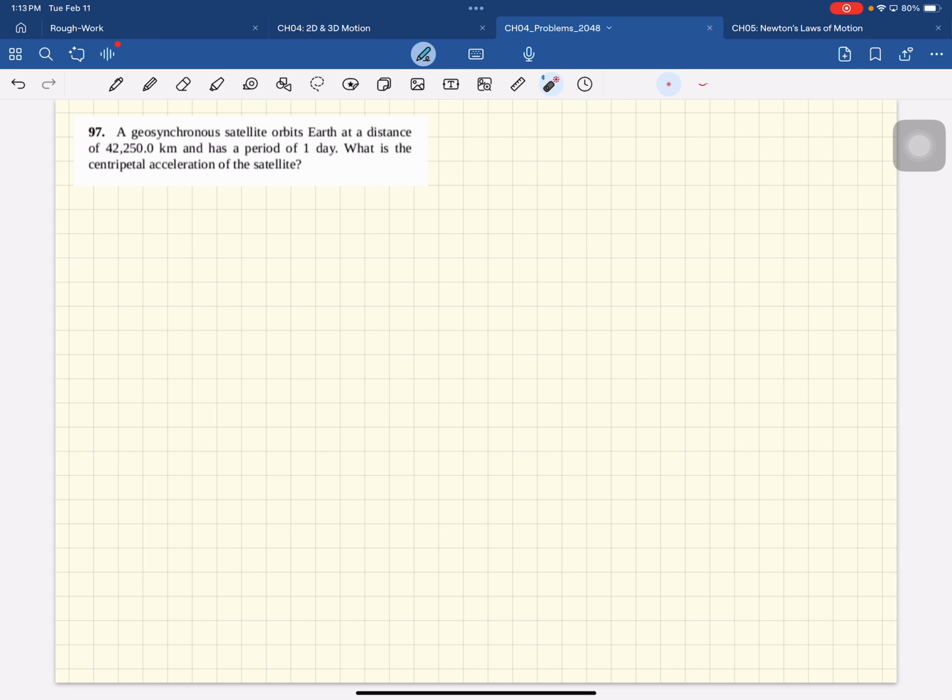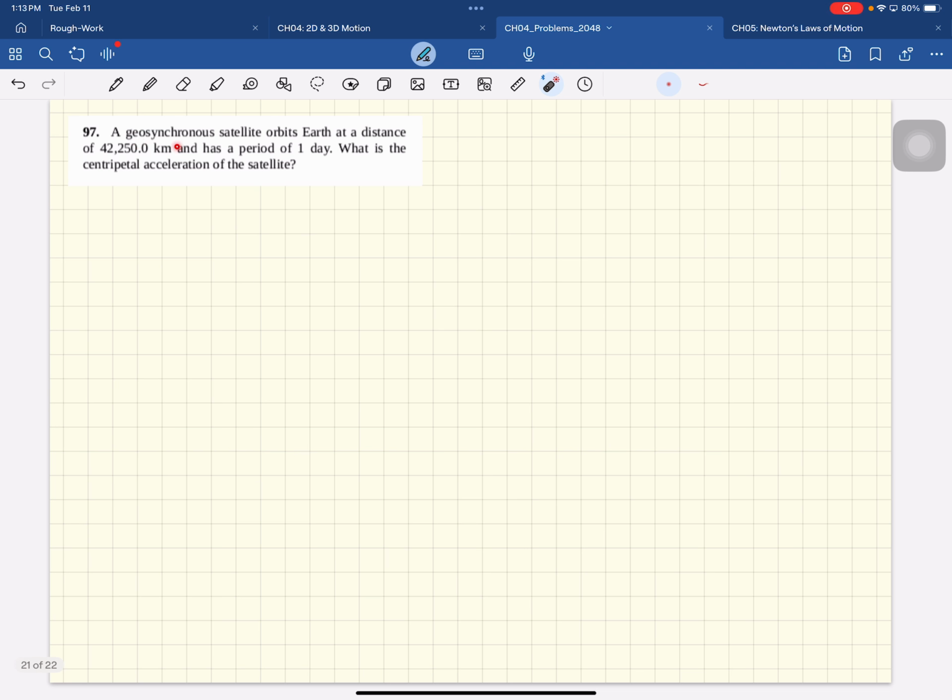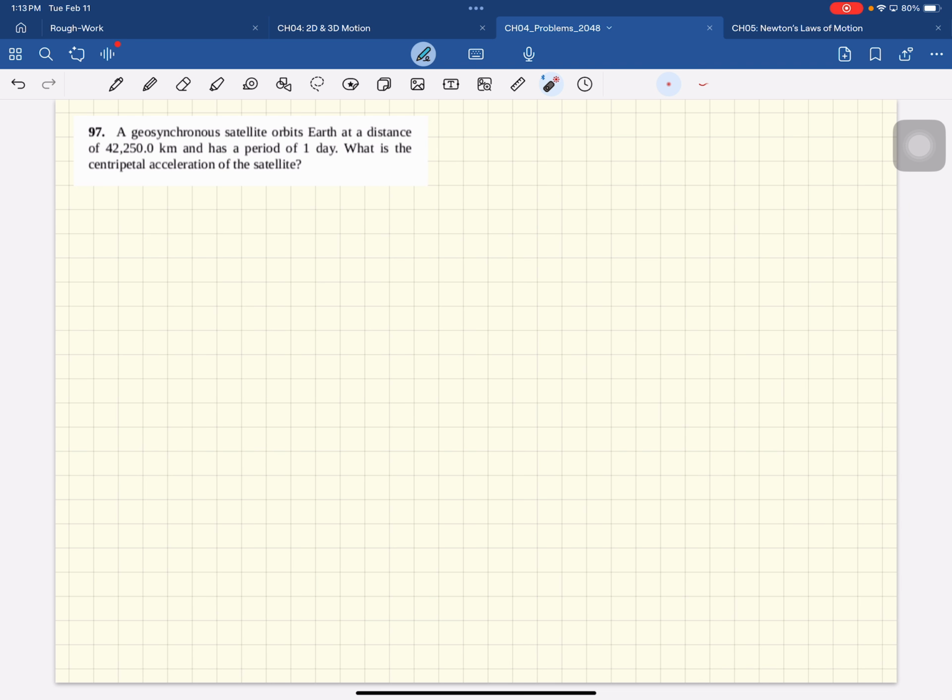All right, so this problem says a geosynchronous satellite. Do you guys know what a geosynchronous satellite is? It maintains its position relative to the Earth at all times. Yep, okay. And so what kind of orbit does it have? Circular. Right.